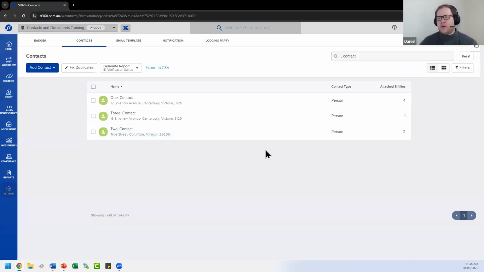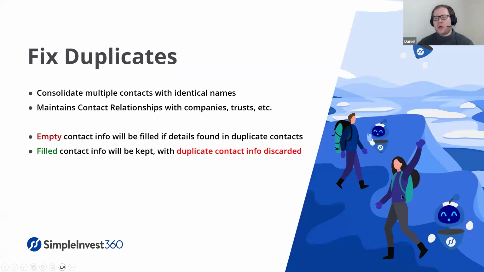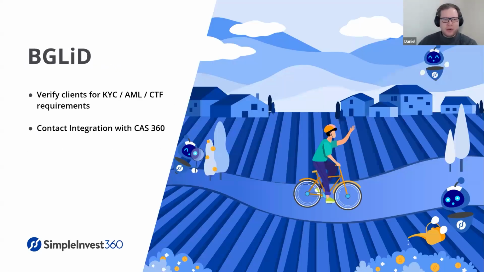So that is a brief overview of the fix duplicates function, how that is available to you, how that works, and how that can be beneficial to you. Why is this being implemented as well? This is being implemented for a reason, and one of those reasons includes BGL ID. So that is our second topic we'll quickly run through now.